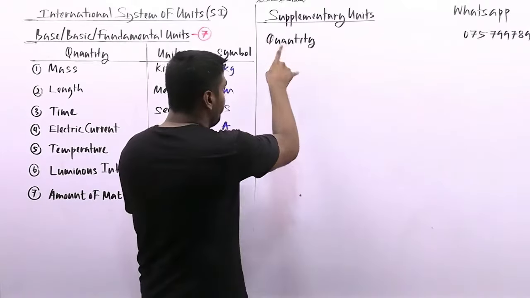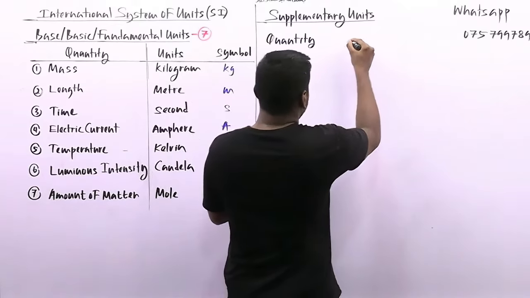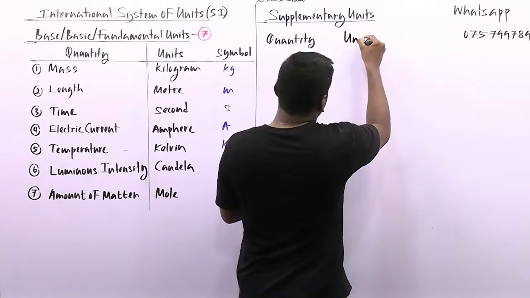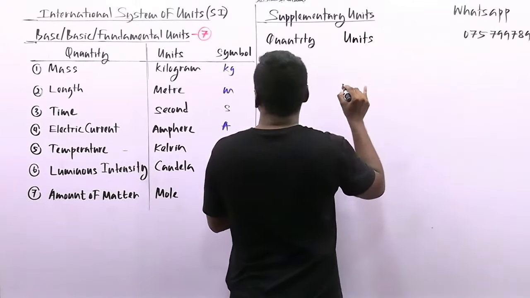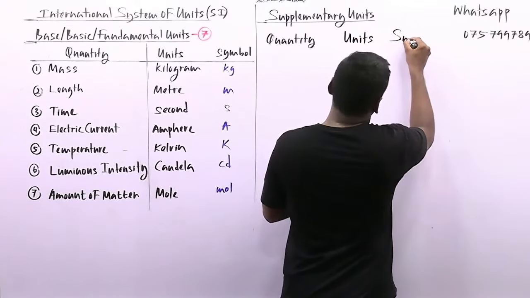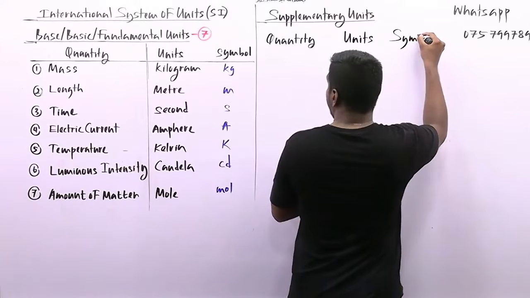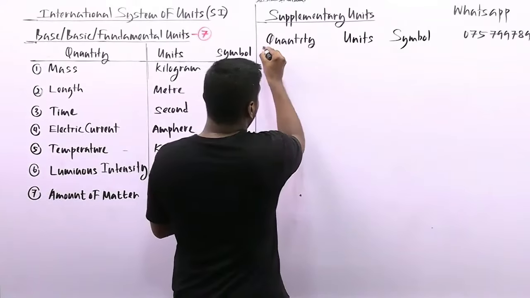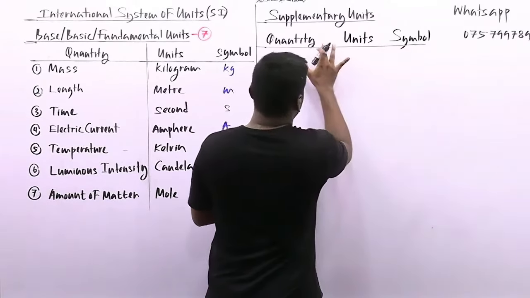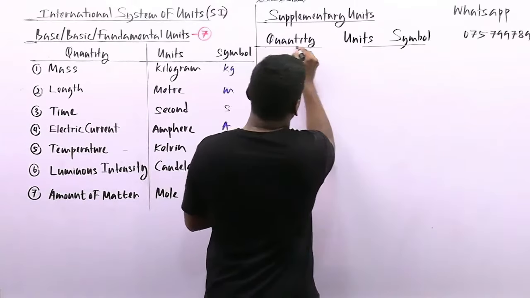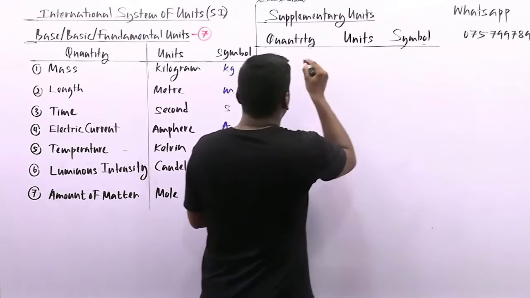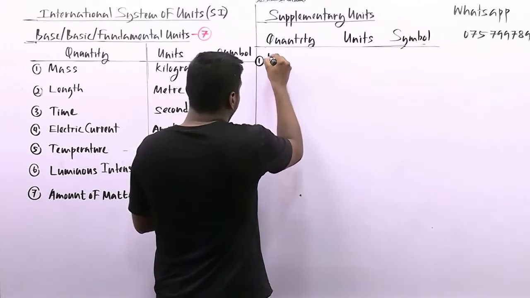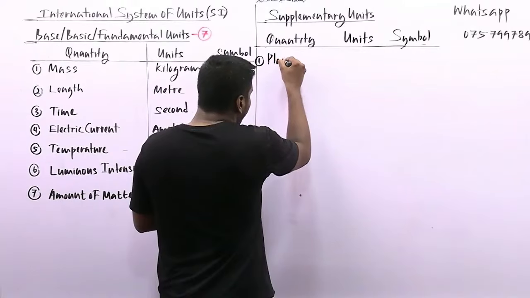Then, right, we talked about quantity and units, and the next idea is symbol. There are 2 supplementary units in your syllabus. Number 1, remember, is plane angle. We all know angle.